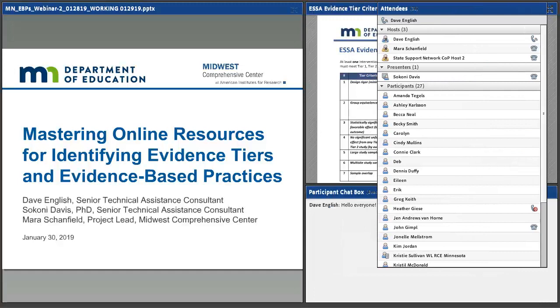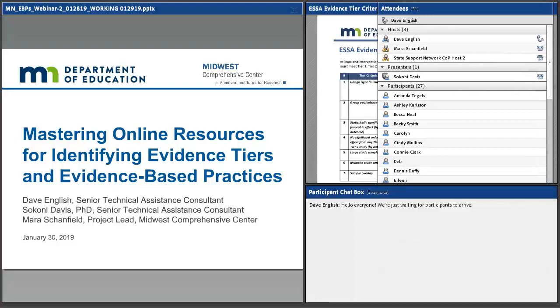But we will jump right into it. Today we're going to be talking about online resources for identifying evidence tiers for evidence-based practices.